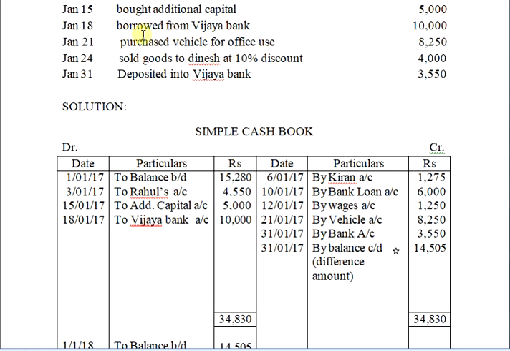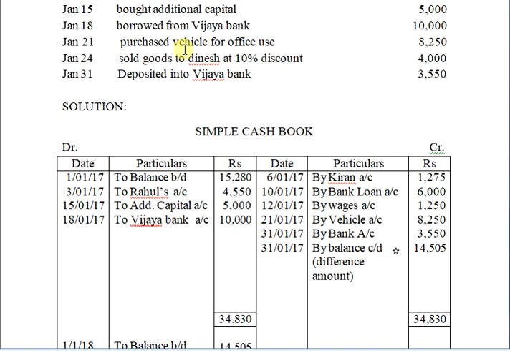When we borrow from Vijaya Bank, what happens? Our cash balance increases. So, to Vijaya Bank, as that is where we are getting the source from. On which date? Jan 18, 2017. So how much does the balance increase? Cash balance, 10,000. Jan 21st, purchased vehicle for office use, 8,250.